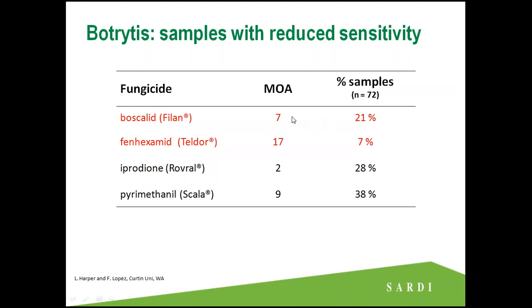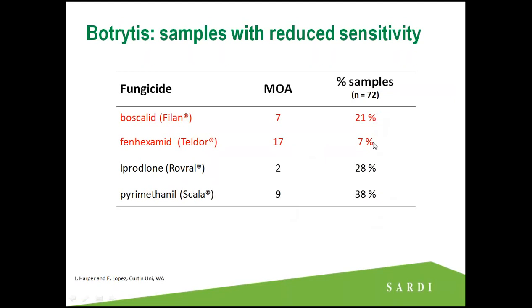Oh, Barbara's changed the slide on me, so I think it's 7% of the samples had decreased sensitivity to this mode of action, 17%, 2% to Roverall, only quite low, but still a couple of samples. I'm sorry, Barbara's changed the slide on me since I last saw it, so I'm not 100% sure. Let's look at this one here. Maybe that's the number of samples, and this is the percentage. Apologies for that. She caught me out there.